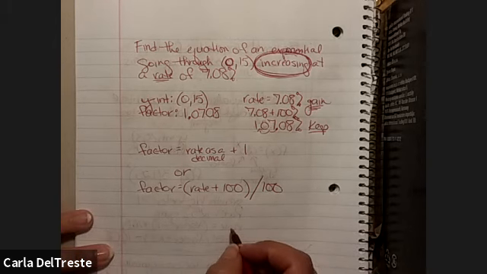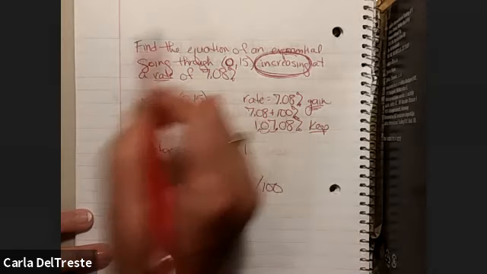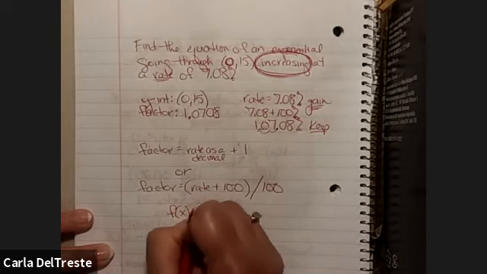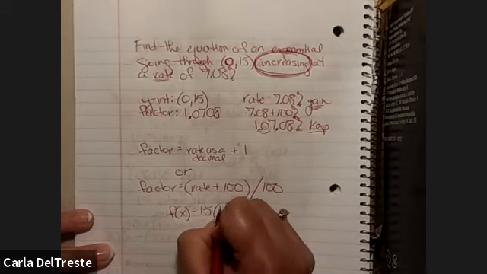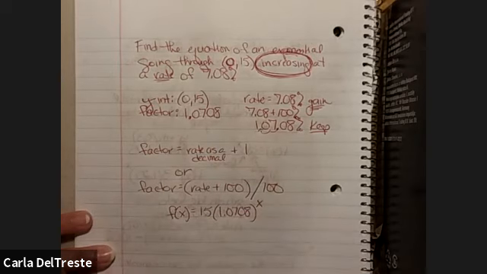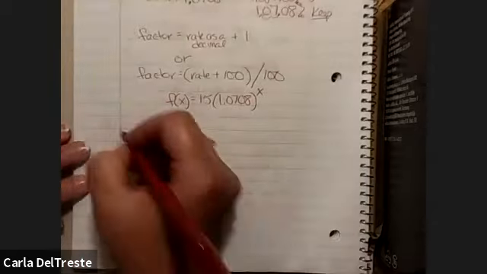Okay, so now I have my y-intercept. I know my factor. I put this all together to find the equation. I have f of x equals 15 times 1.0708 raised to the x. And that would be the answer to that problem. Next example.